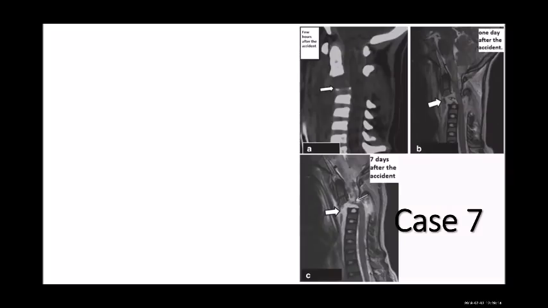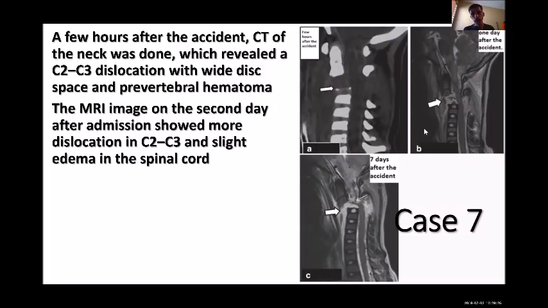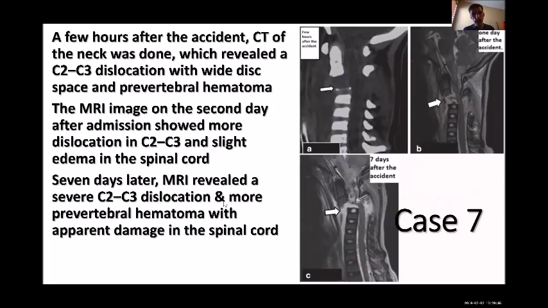Dislocated. Yeah, dislocated vertebral column. A few hours after the accident, a CT scan of the neck was done, which revealed C2 and C3 dislocation with wide disc space and paravertebral hematoma. The MRI on the 2nd day after admission showed dislocation with slight edema in the spinal cord. And 7 days later, MRI revealed the same dislocation, more prevertebral hematoma with apparent damage in the spine.